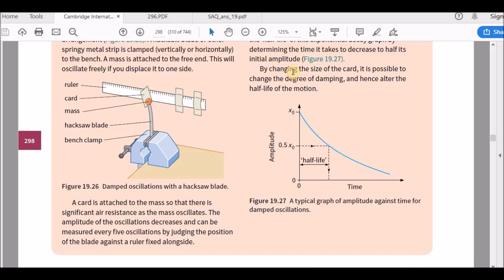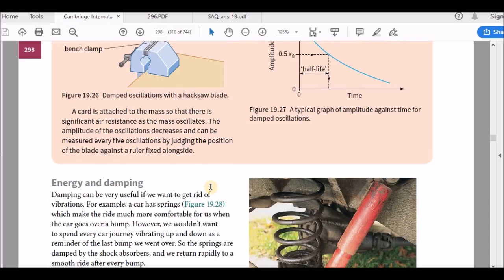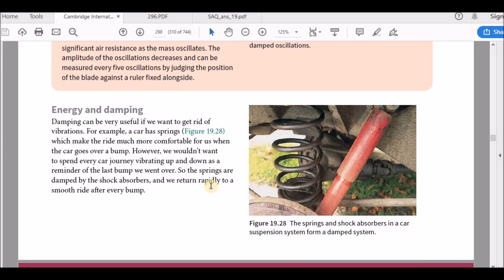And you can see, I told you before, by changing the size of the card it is possible to change the degree of damping and hence alter the half-life of the motion. Now if you have a larger card with a larger surface area, the resistance R will be more. A typical graph of amplitude against time for damped oscillations: amplitude versus time.